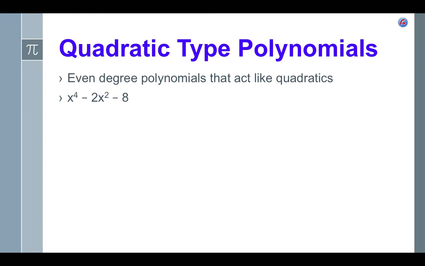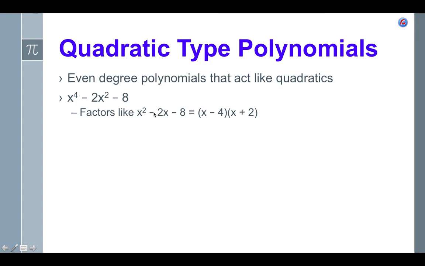This is an example. x to the fourth minus 2x squared minus 8. What you need to notice is the first exponent, the biggest exponent, is even, and the second exponent is half of that bigger exponent. So 2 is half of 4. And when you see that, you can pretend that it is like a quadratic, x squared minus 2x minus 8.